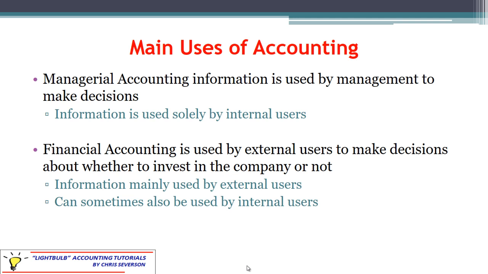Now, financial accounting is information used by external users, could be a creditor, could be an investor, to make decisions about whether or not to invest in the company or lend money to it, or any of those things an external user would make decisions about. In this case, the information is mainly for the purpose of external users. When we go through financial accounting courses, we generally talk about the investor. That tends to be the biggest focus, although a creditor and other external users matter as well.